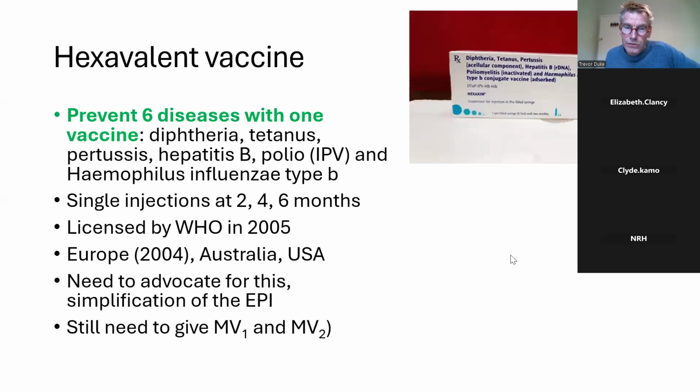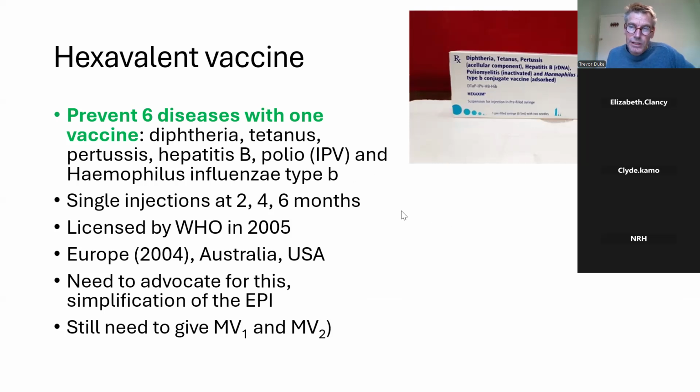And finally, as I said, I hope the destination here in the next 5 or 10 years at least is going to be the hexavalent vaccine because it is being used in many countries very successfully to prevent 6 diseases in one vaccine. So it's got the triple antigen, diphtheria, tetanus, pertussis, and hepatitis B, and IPV, polio vaccine, and Haemophilus influenzae type B. So it's similar to pentavalent, but it's got extra vaccines and including IPV.